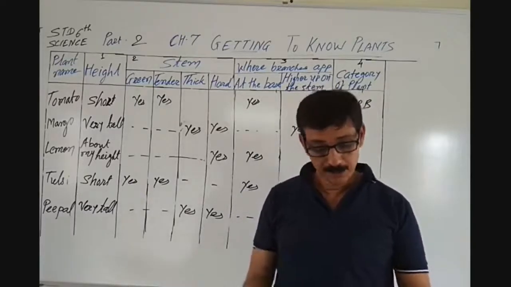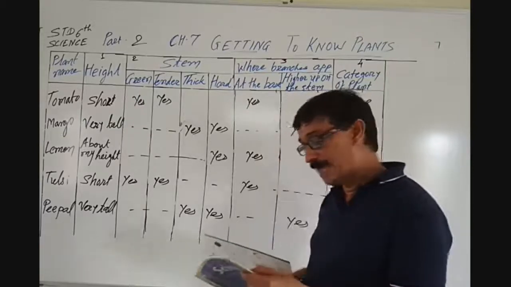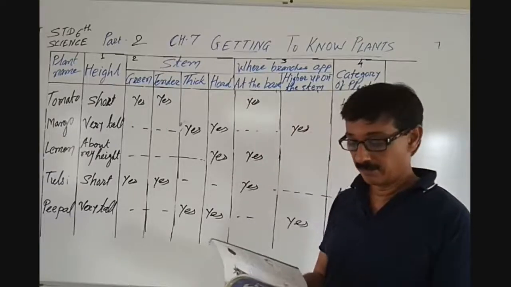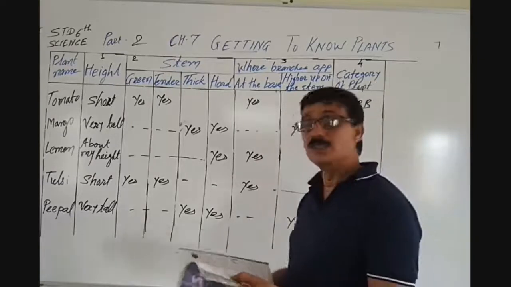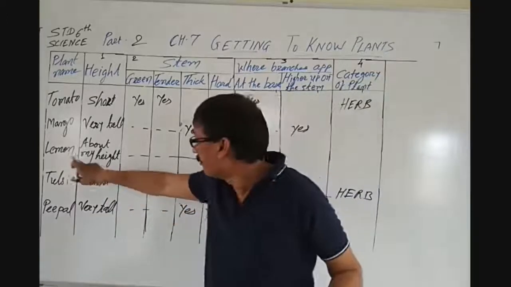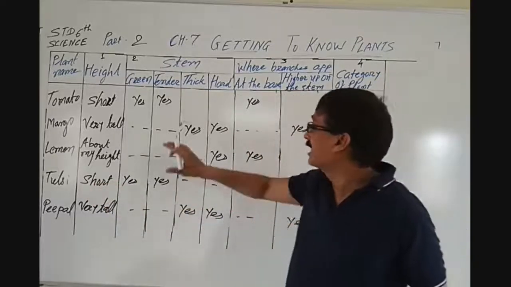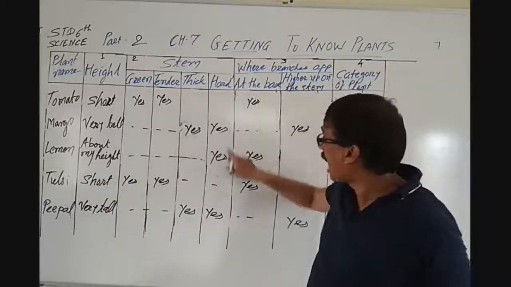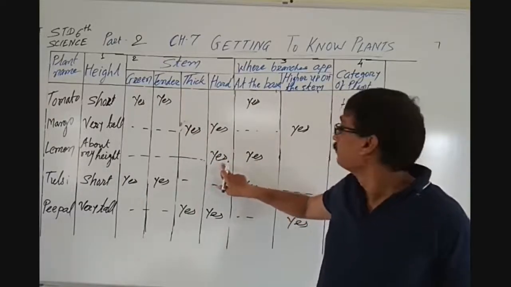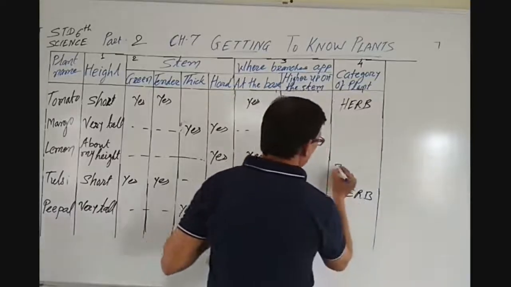Then, the next. Some plants develop branches near the base of the stem. The stem is hard but not very thick. Such plants are called shrubs. Now is there any shrub? Yeah, lemon. It is about our height. See, the stem of that plant used to be hard. It does not used to be thick, but it used to be hard. And that is why we can say the lemon plant is a shrub.